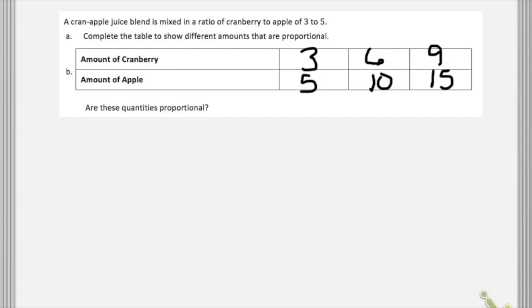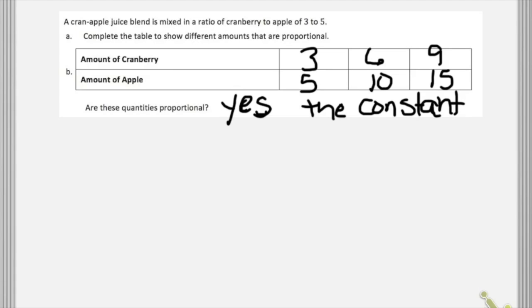Are the quantities proportional? And we can say yes, because the constant is 5/3. And if we divide those, we would get 5/3 every time.